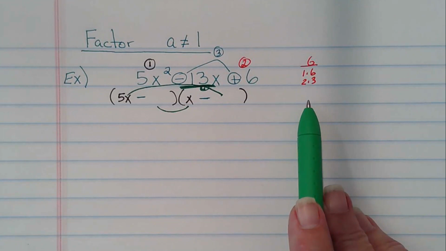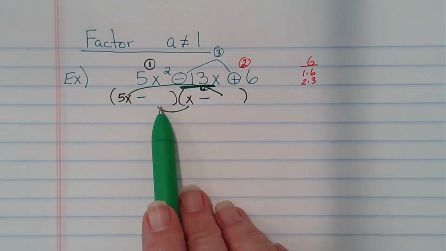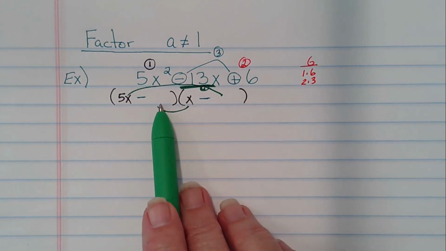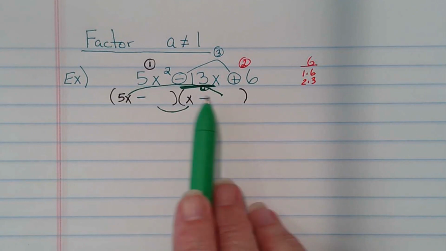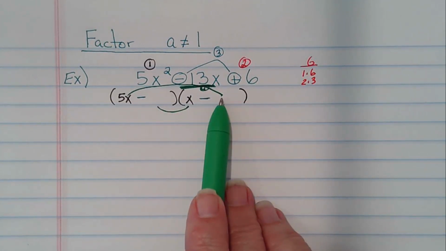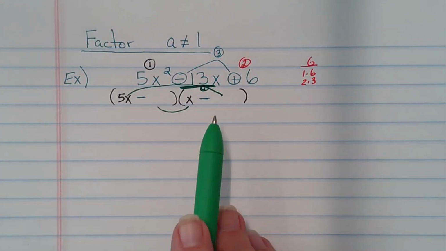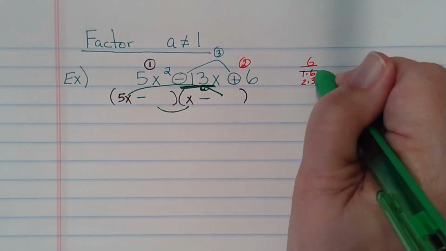But I have a very short list of possibilities, so I just kind of plug them in. If I put a 1 here and a 6 here, then 5 times 6 is 30. Okay, that's way off. Well, what if I put the 6 first and the 1 over here? Then I'd have 5 times 1 is 5, plus 6, that would be 11. So this does not work either way.